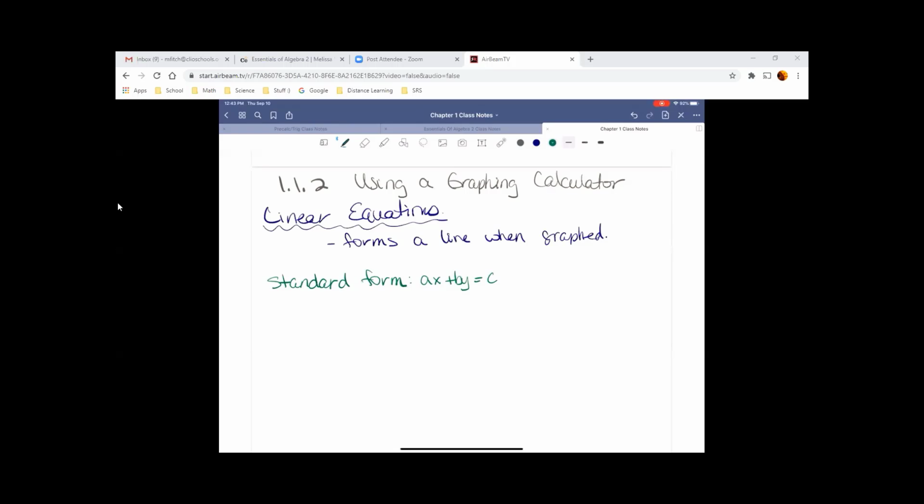I believe on yesterday's assignment, or the day before, there was one on there that you had to graph. There are a couple different ways of graphing it. An example of this would be negative 6x plus 3y equals negative 18. That's considered standard form. So your x and your y variable are on the same side of the equal sign. That's what standard form means. And then there's slope-intercept form.